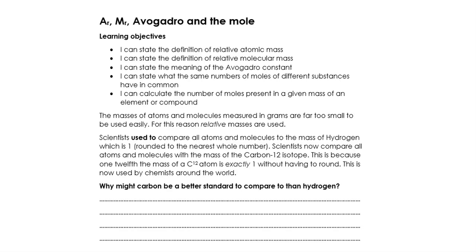We have got the learning objectives here in terms of atomic mass, molecular mass, Avogadro and the mole. And there's a question down at the bottom here that is often discussed about why carbon might be a better standard than hydrogen. Now what we're looking at here is that carbon is stable, easily available, and it has an exact mass of 12, carbon 12, 6 protons and 6 neutrons. And that makes it a very suitable standard.